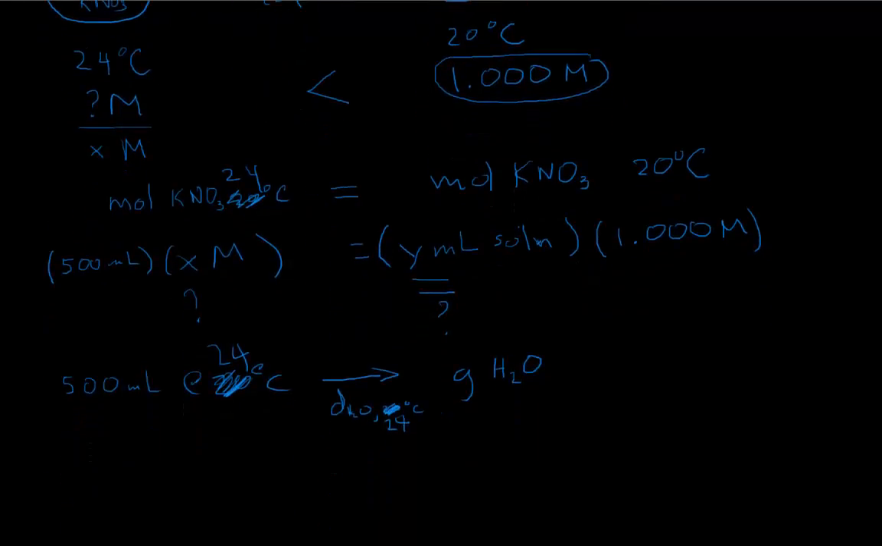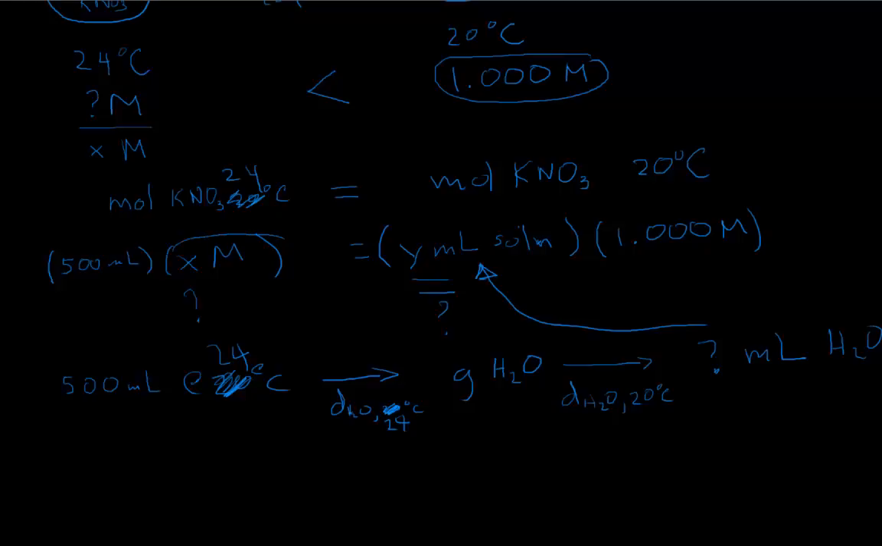So what we want to do next is take this same number of grams of water and, using the density of water, but now at 20 degrees Celsius, figure out how many milliliters you have at 20 degrees Celsius. All right, and so that's going to be this Y value that's right here. So once you know that, you'll be able to figure out what concentration of the solution you need to mix up.